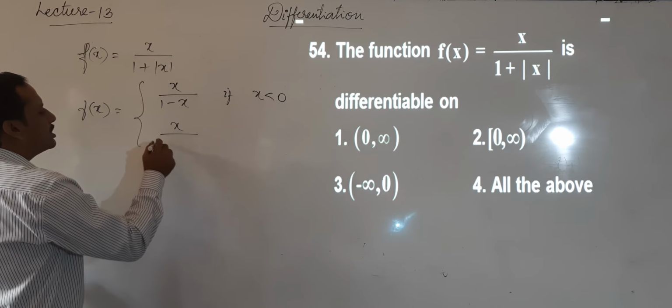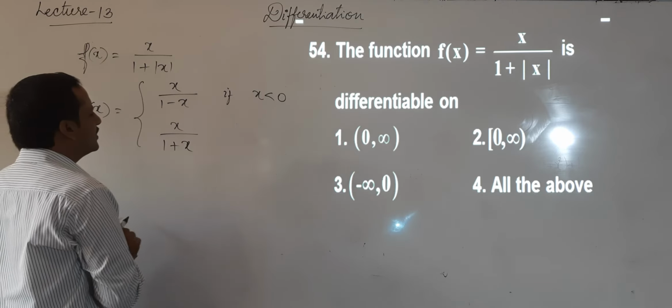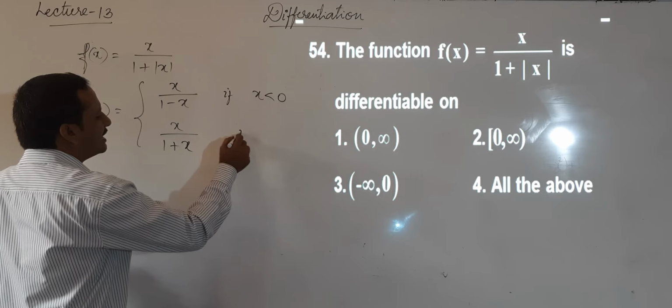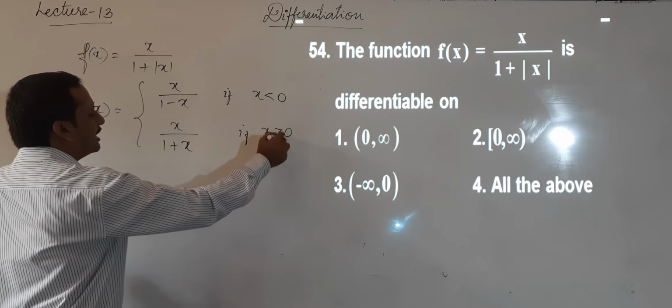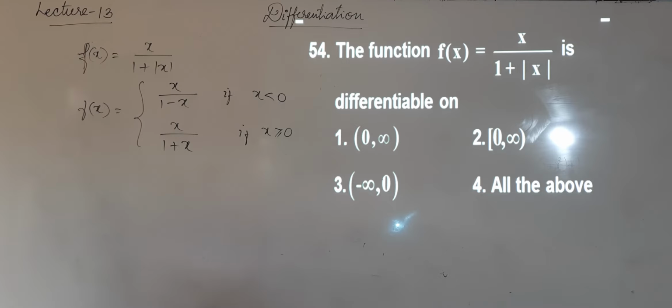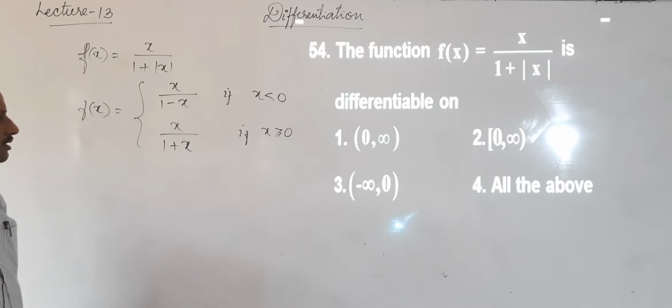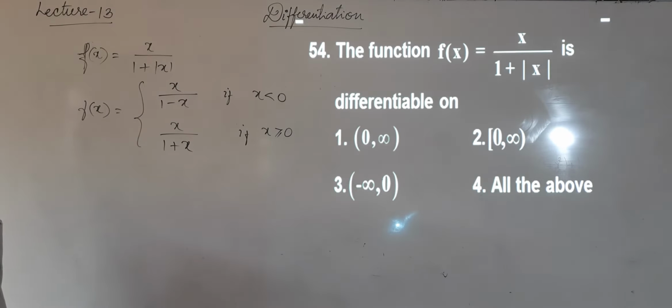And if x is positive, mod x is defined as x, so the function will become x by 1 plus x if x is greater than or equal to 0. At 0, this function is 0, f of 0 is 0, right, because here also you get 0 by 1, here also you get 0 by 1, both are equal to 0. This is our f of x.